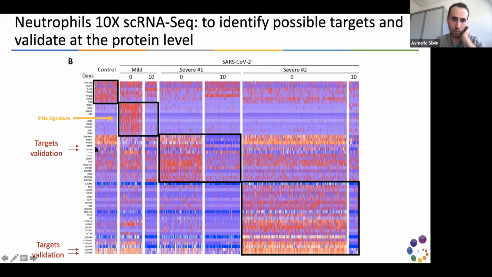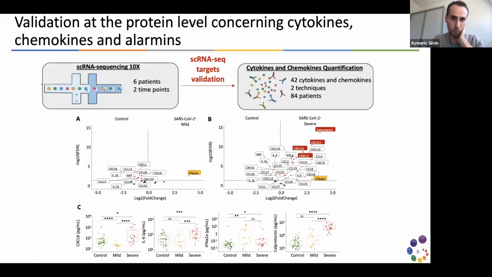We observe that neutrophils were overexpressing CXCR4, MME, and most of all, one of the highly overexpressed genes was S100A8 and S100A9. And it was really highly expressed. It was the top DEG in neutrophils in severe patients. So in order to validate these results, we quantified the cytokines inside the plasma of these patients.